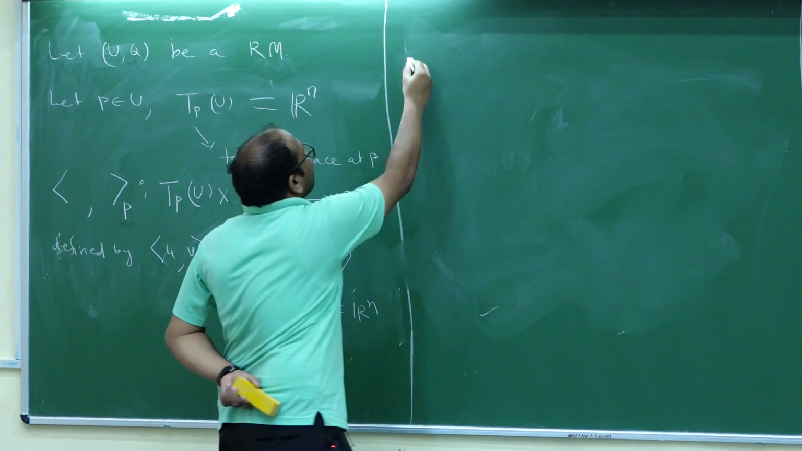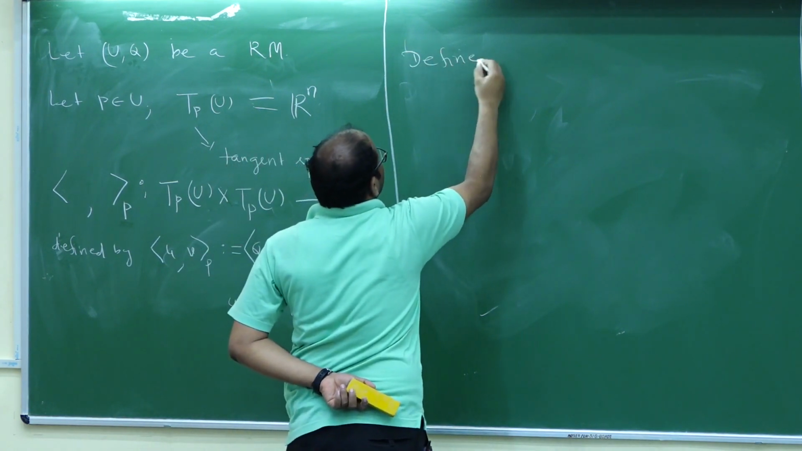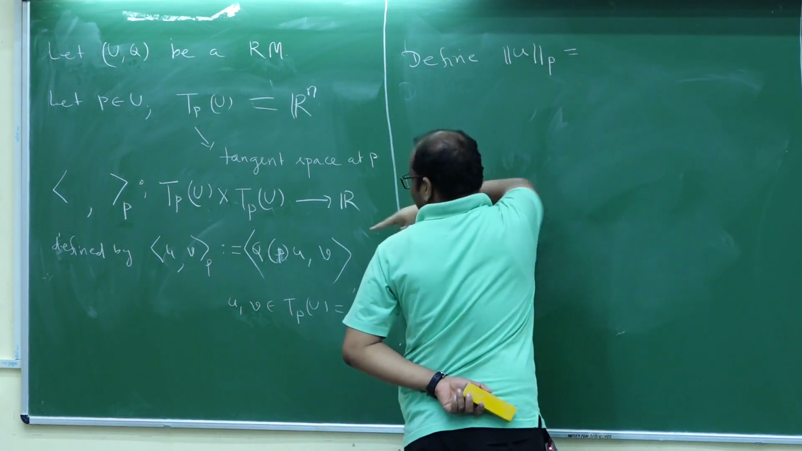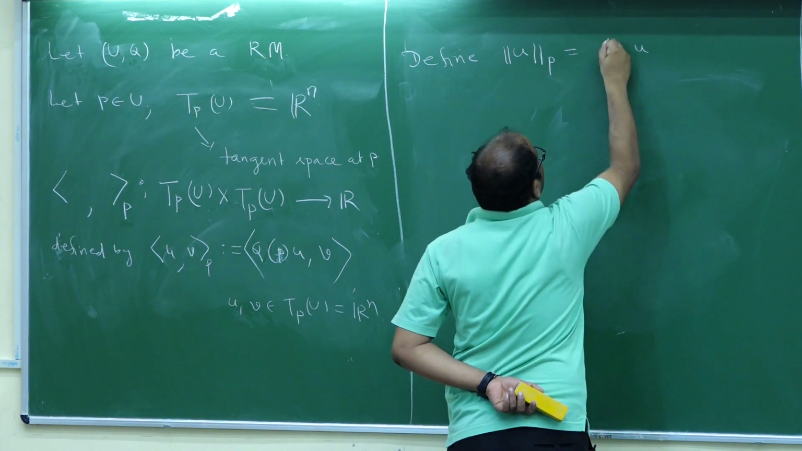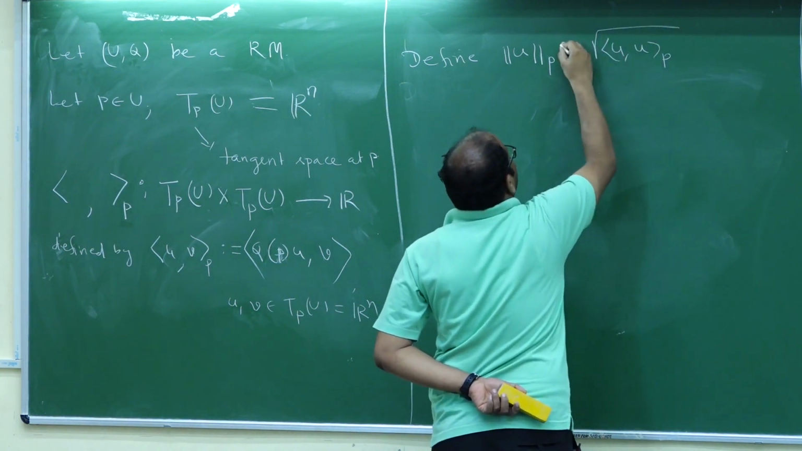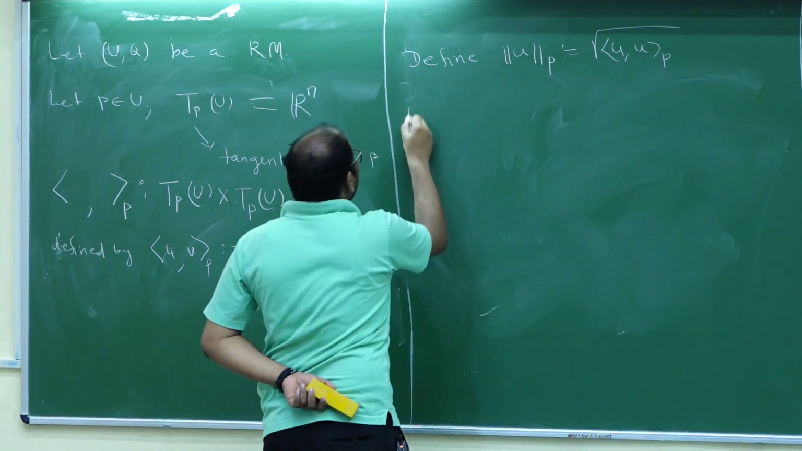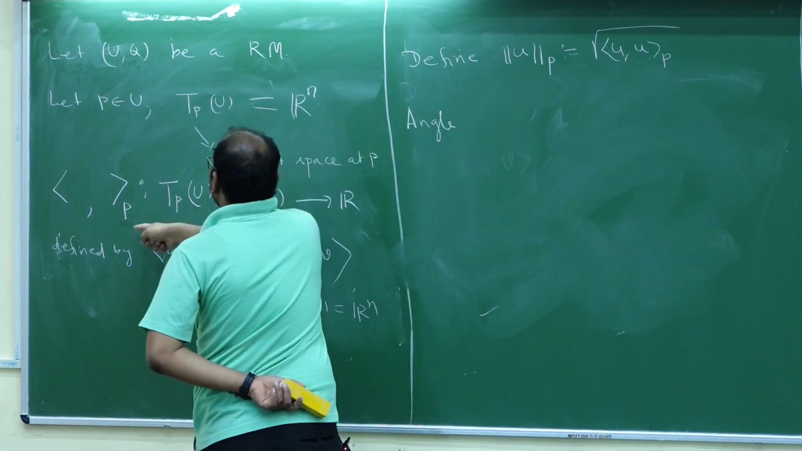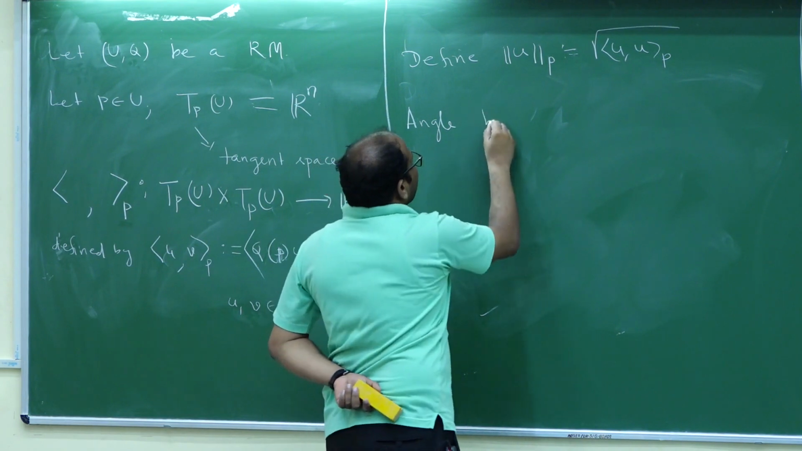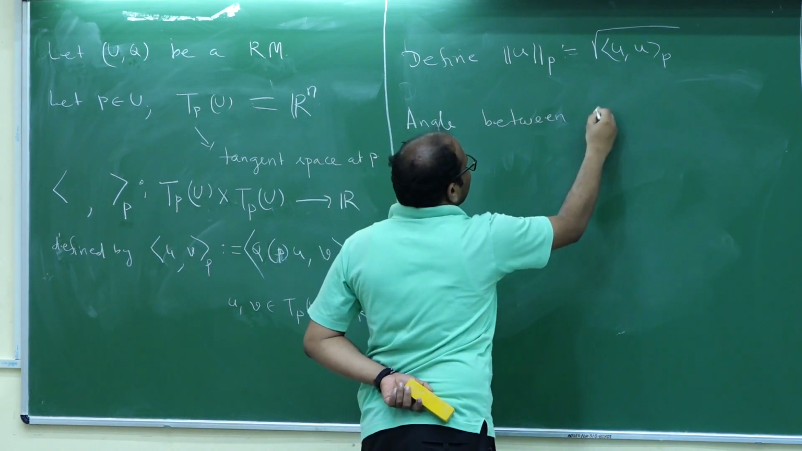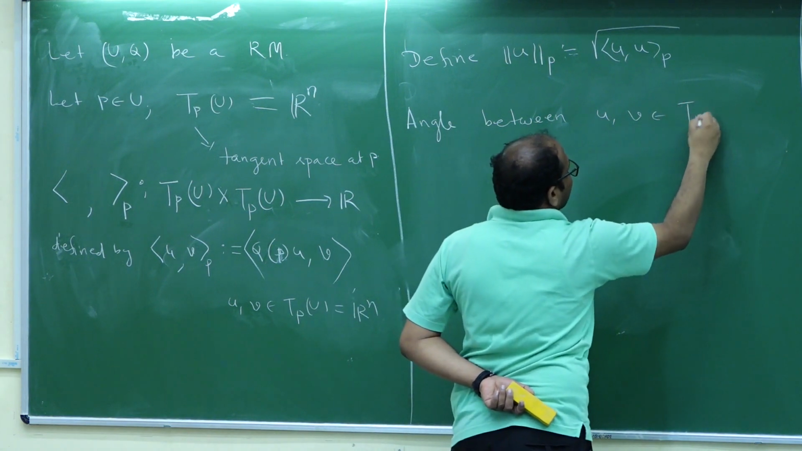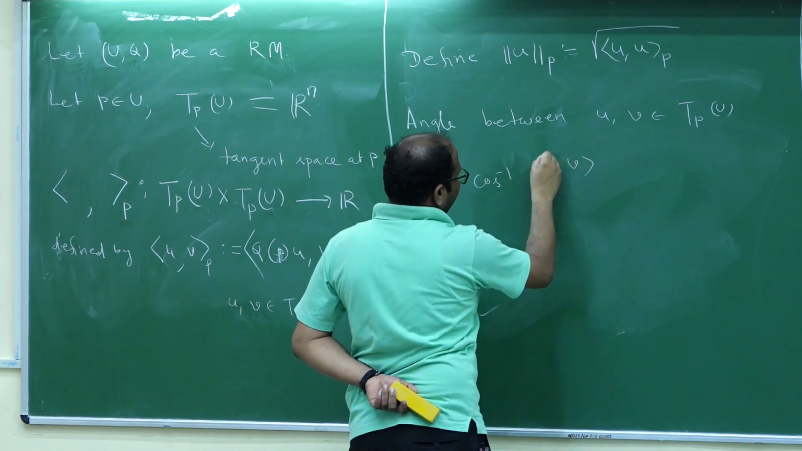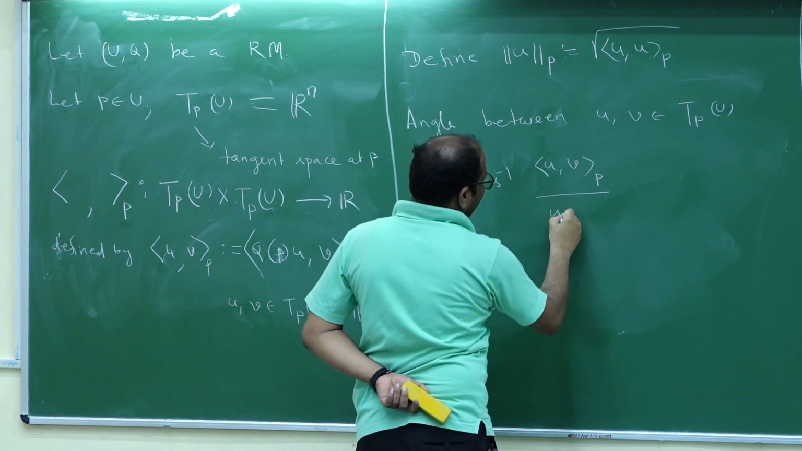I define this thing U comma V subscript P. This is an inner product space, so with respect to the inner product we can define the angle. So the angle between U and V at P is cos inverse of U comma V subscript P, divided by the norms.